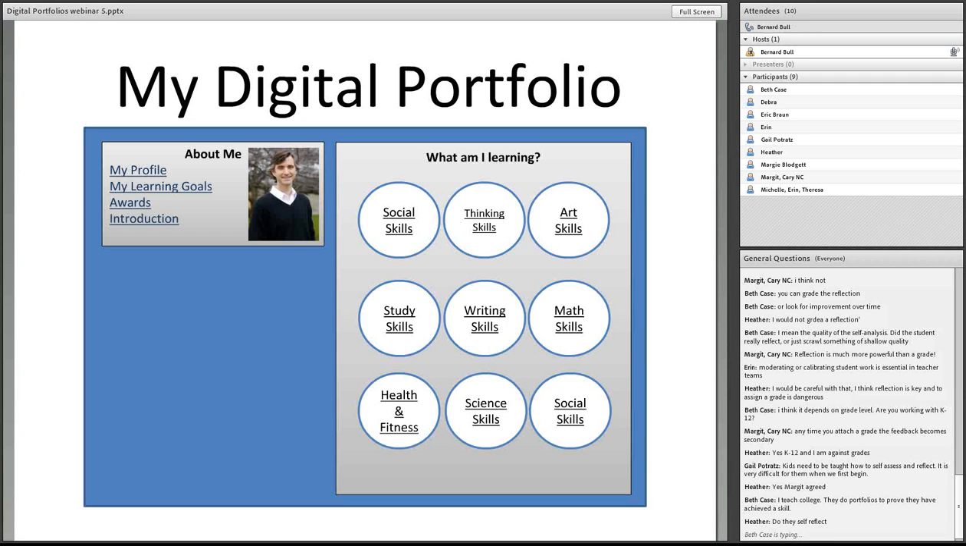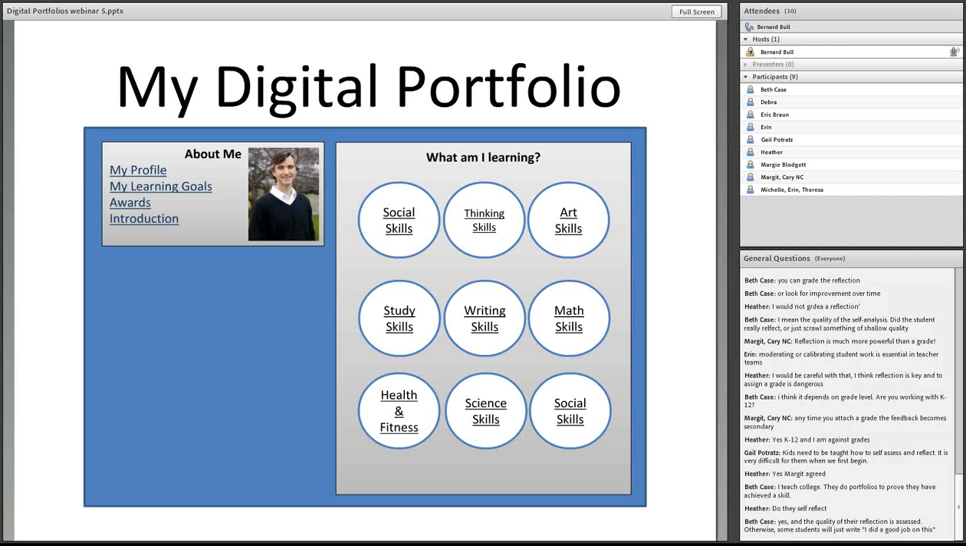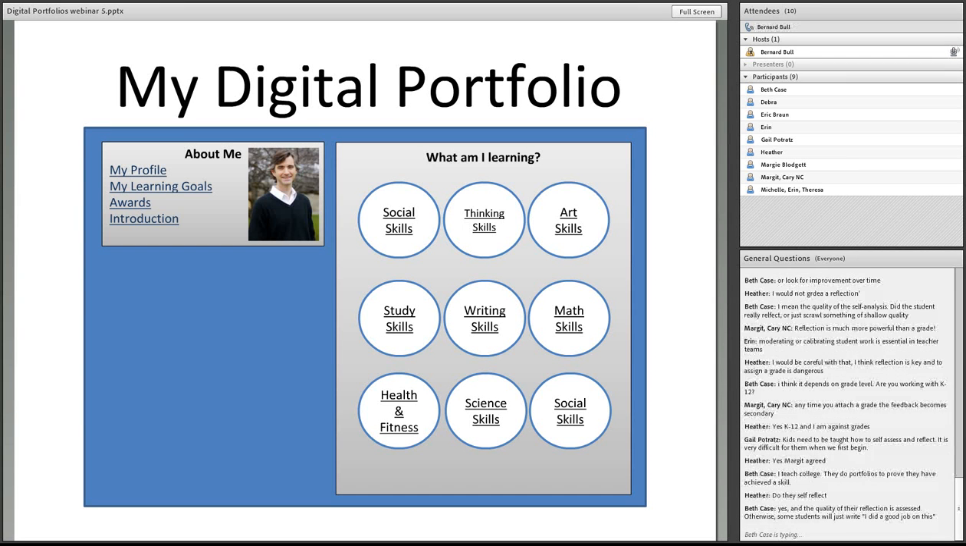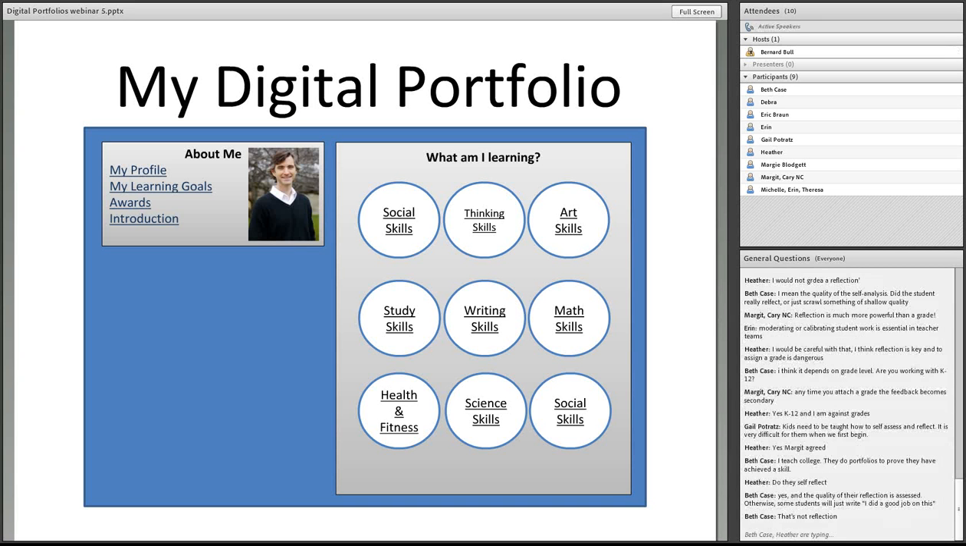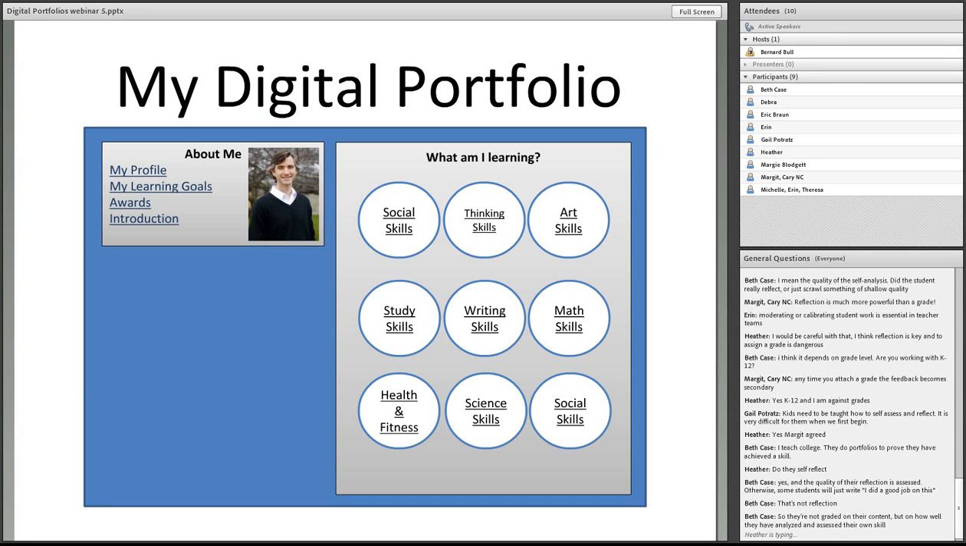So let's get into some examples. So what does a portfolio look like? Well, it can look like all sorts of things. A portfolio could simply be a Microsoft Word document, or choose your favorite word processor. It could be a PowerPoint where they've embedded different artifacts, or it could be a folder on Google Docs or Google Drive where they link to different things. They could use a wiki or a blog online, or they could use any one of a number of portfolio packages.